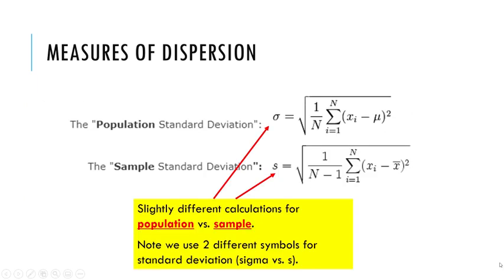Now, when we're calculating standard deviation, notice that we have two different equations depending on if we're talking about the population or the sample. By now you understand what we mean by population and you understand what we mean by sample. Note that we have two different symbols, right? We're using sigma in the top one for population standard deviation, but we're using s when we think about the sample standard deviation. So that's one big difference. We just have different notation when we talk about population and sample.